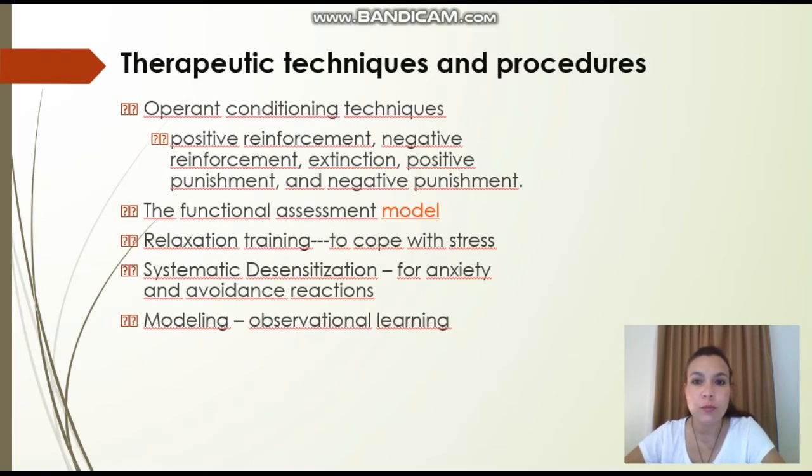And to consider the therapeutic techniques and procedures used in behavior therapy, you already know operant conditioning techniques. These are positive reinforcement, negative reinforcement, extinction, positive punishment, and negative punishment. You know that in positive reinforcement and negative reinforcement, we are after increasing the behavior that we want to recur again. Okay? So, in order to reinforce a situation, in order to increase the probability of occurrence of a wanted behavior, we add something positive to the environment.